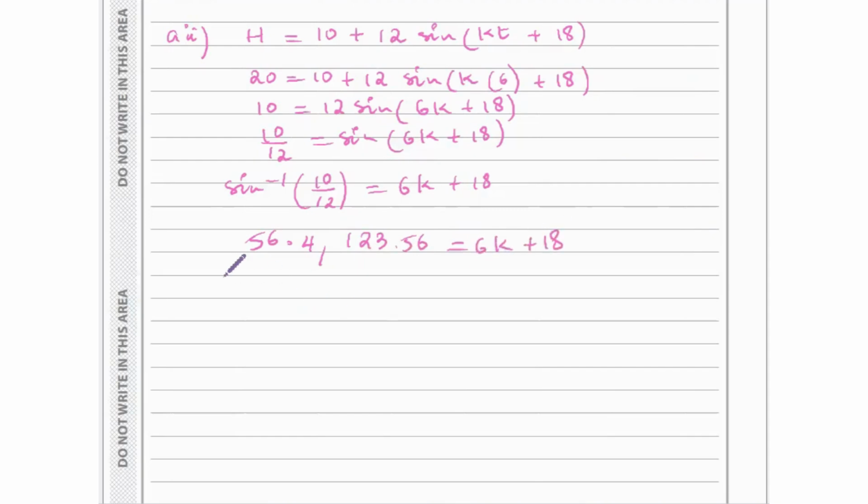So K is going to be 56.4 minus 18 divided by 6. Same over here, 123.56 minus 18 divided by 6. That gives us two values, 6.41 and 17.59.